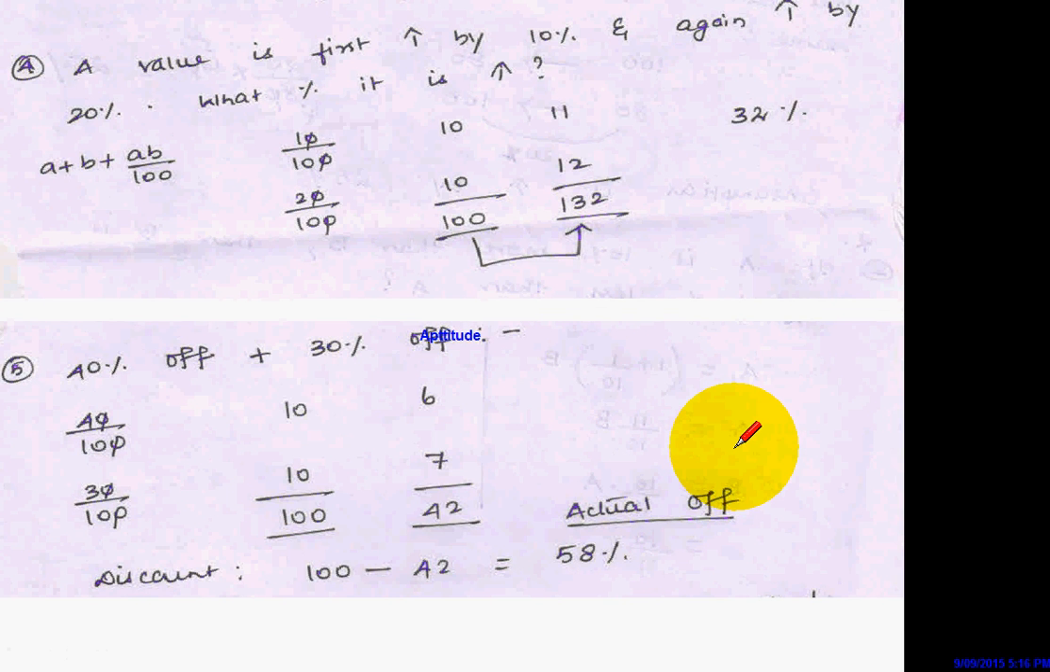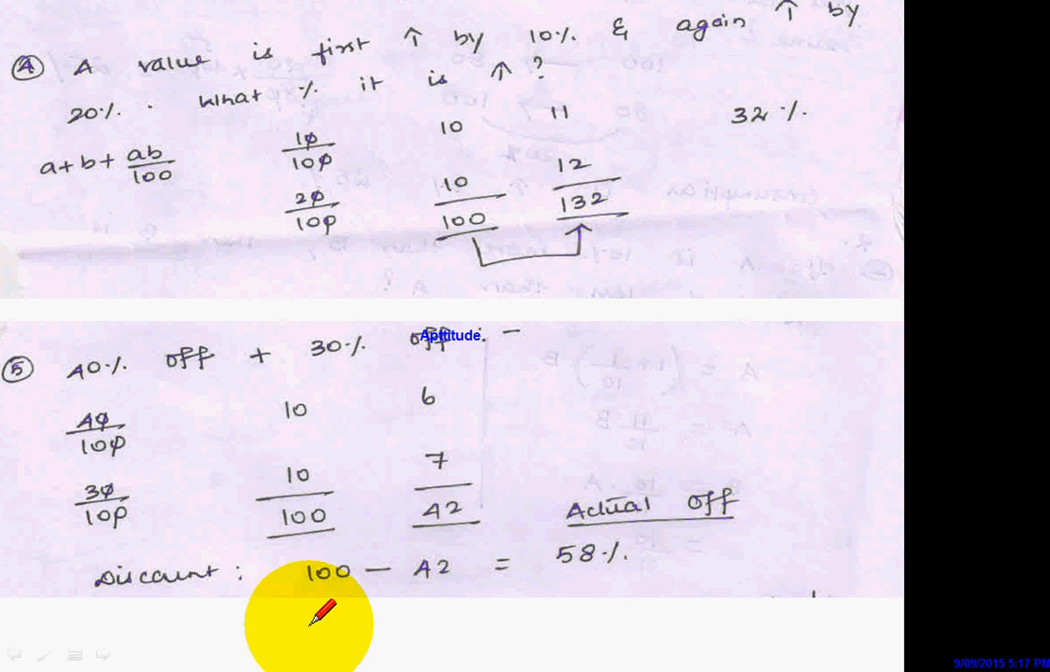And here again the same kind of problem. A value is first increased by 10% and again it is also increased by 10%. Here there are no ups and downs, both are increased at the same time. So what is the net effect and what is the percentage increase? Again 10% is 10 by 100, and 20% can be written as 20 by 100. Add both the values, try to find out the difference. It is quite straightforward. That answer is 32%.